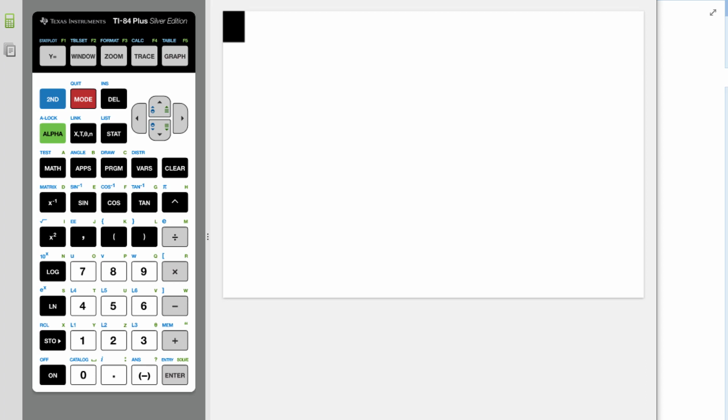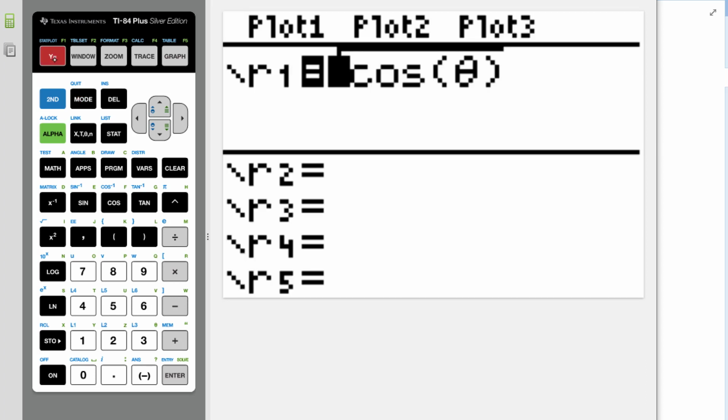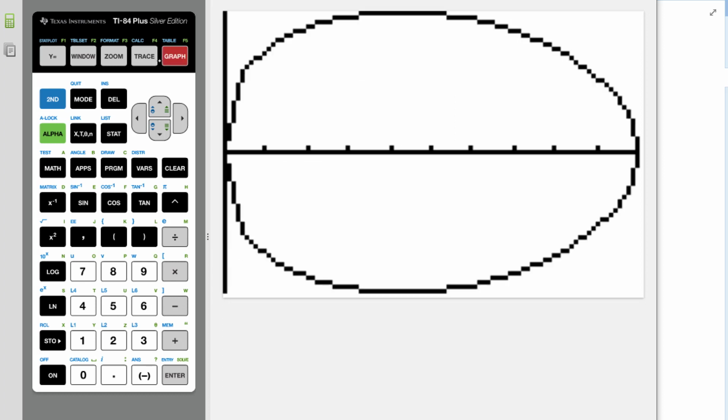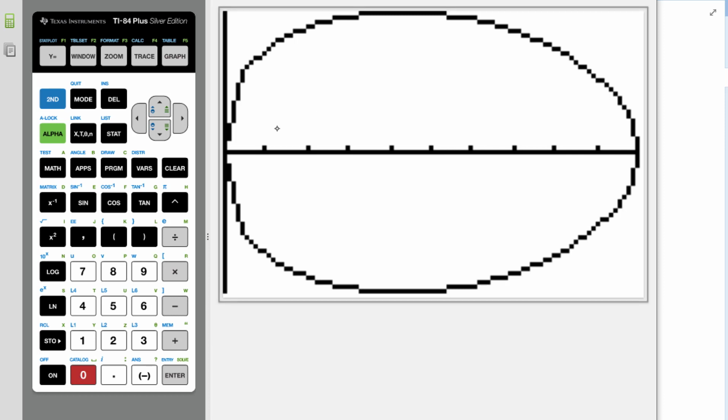If we go to y equals and put square root of cosine theta, and then press graph. If you cannot see it very well, don't forget to press zoom 0. But here it's pretty clear that this is the graph. So this tells me that the integral can be calculated from the angle 0 to pi over 2, which is going to give me this half of the area.